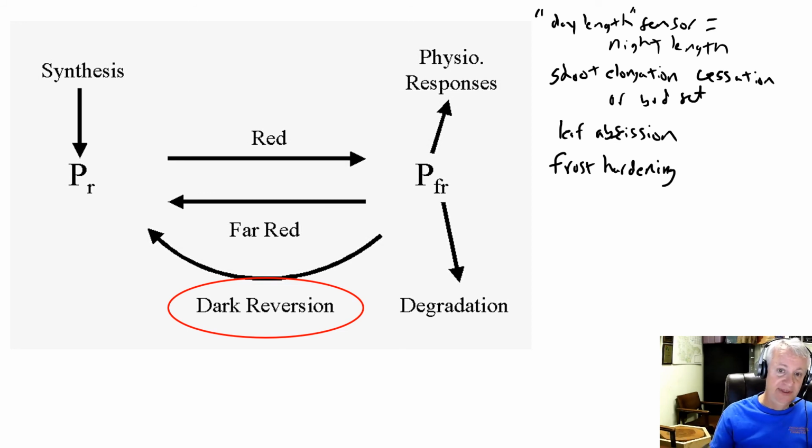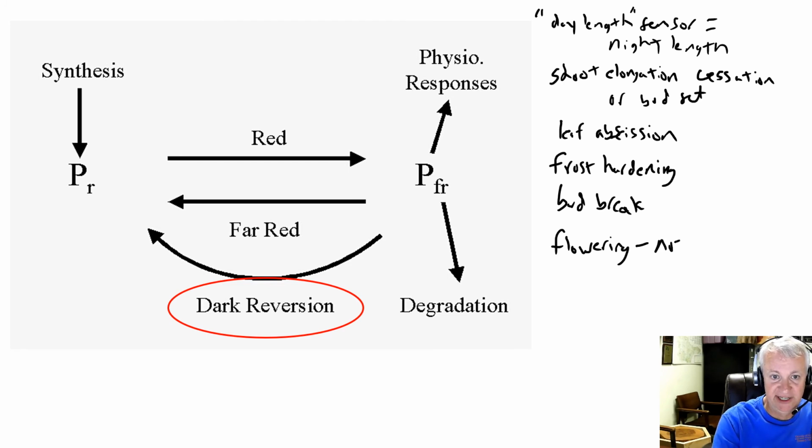Bud break, so the starting of growth in the spring, is sometimes partially associated with shortening night lengths. Flowering in some plants, but not in trees generally. So generally forest trees are relatively day length insensitive with regard to the timing of flowering.